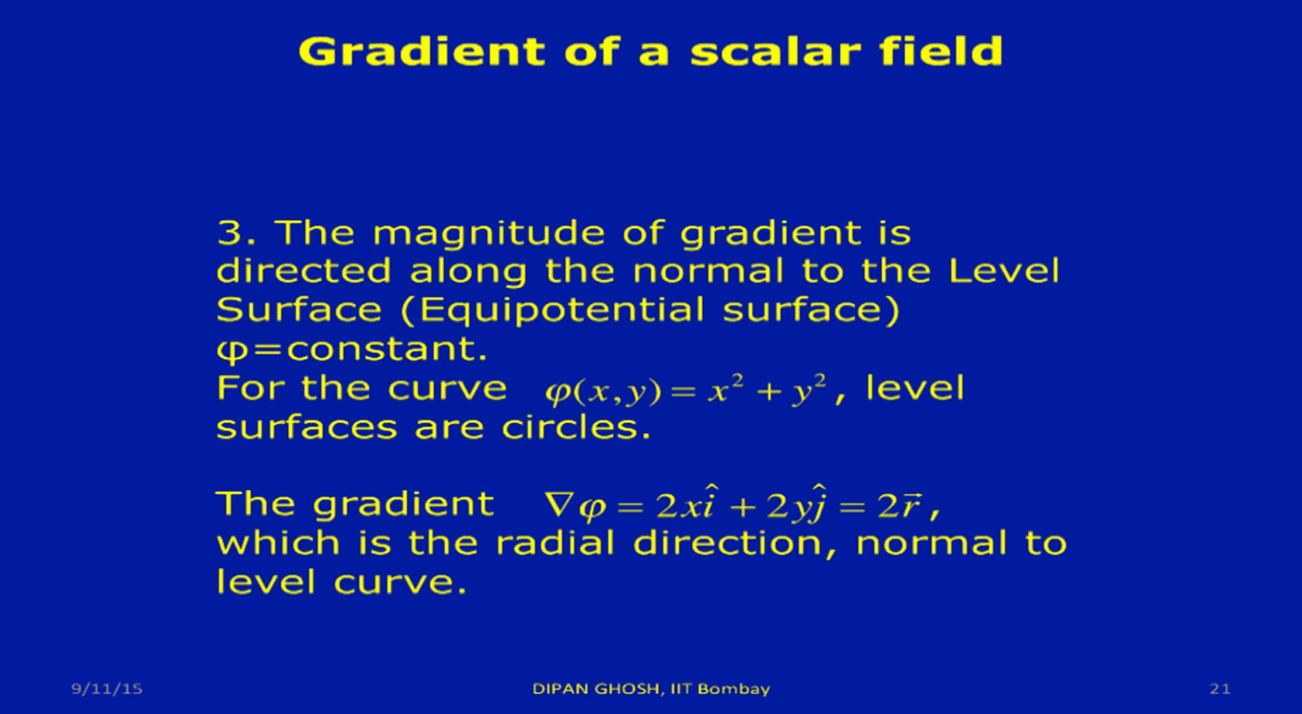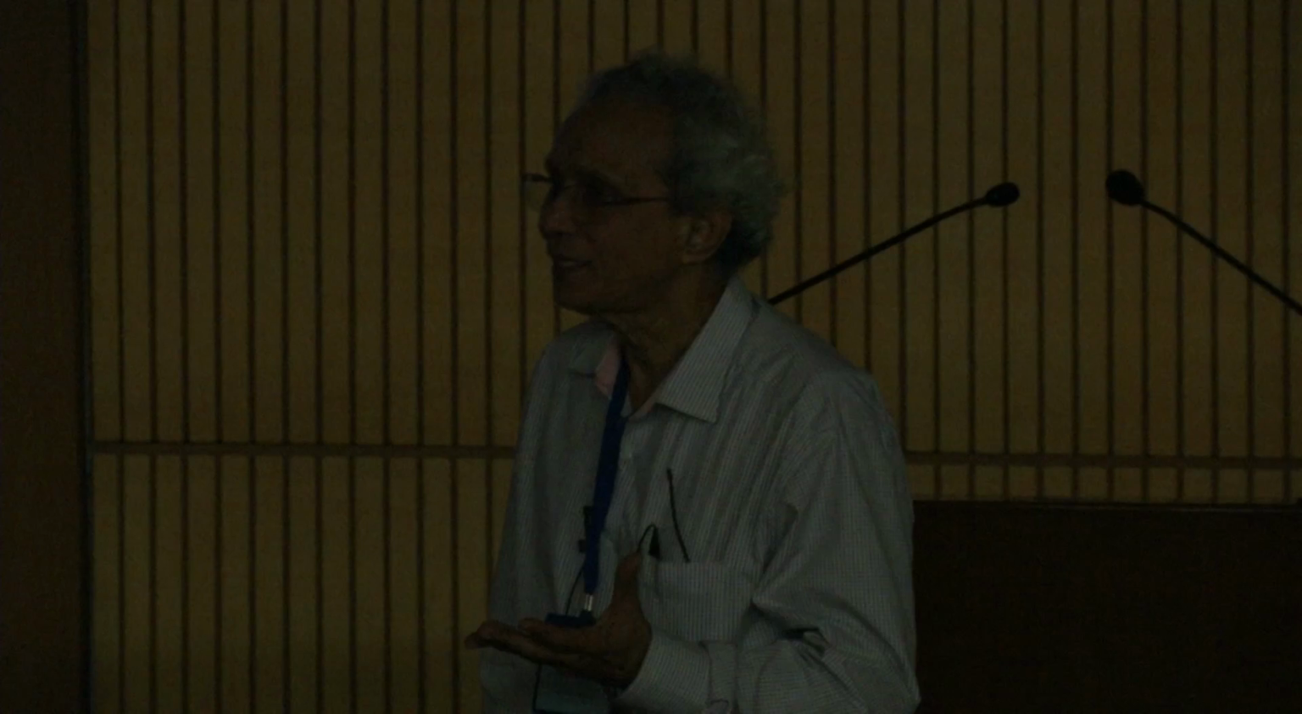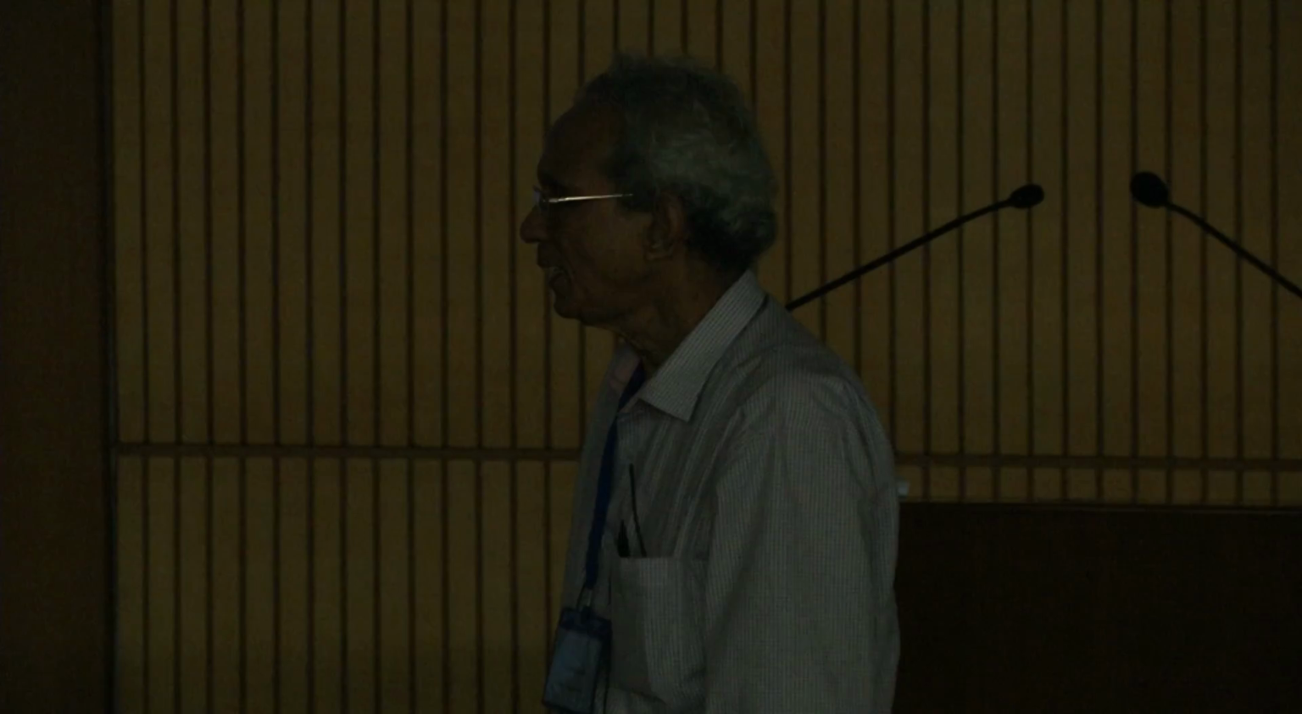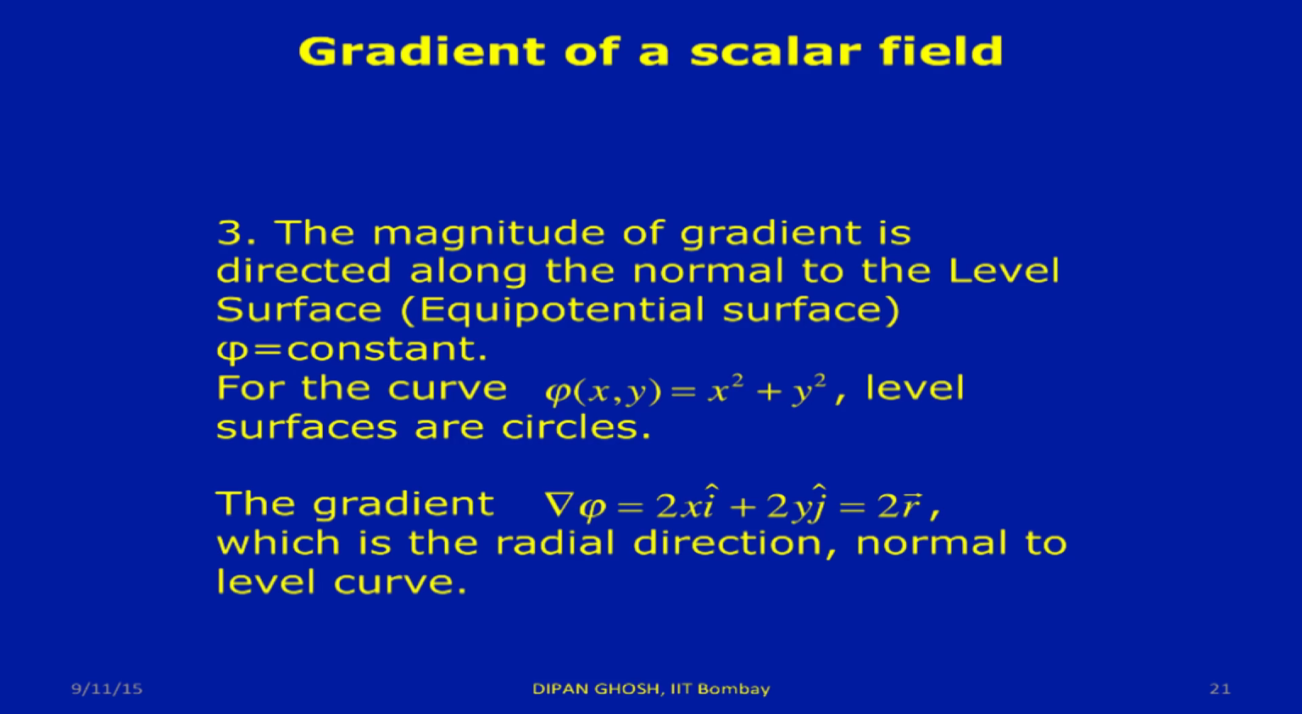Now, why am I talking about that? We are going to be talking about electrostatic field. In electrostatic field, you find it's convenient to discuss things in terms of potential. Now, the point is this: take for example a function of x, y, which is x square plus y square. You know that level surfaces are circles, because x square plus y square equal to constant is the equation of a circle. Now, look at what its gradient is. Calculate the gradient, which is partial of x square plus y square with respect to x, which is 2x i plus 2y j, which is nothing but vector 2r. This is in the radial direction because it's along vector r and is normal to the level curve.